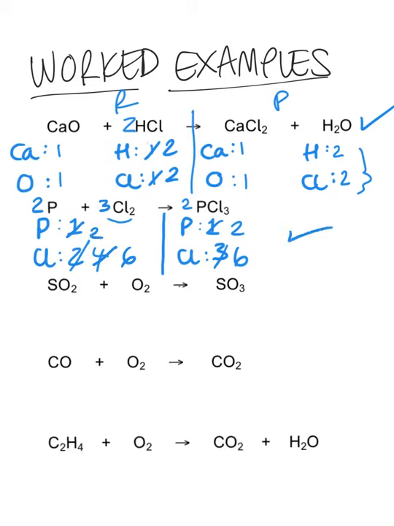Next one, we have got sulfur and oxygen. Look at your sulfur. You've got 1 on that side. You've got a little 2, little 2. Add those together because you're going over the add sign: 4. On this side, 1 sulfur, little 3, 3.